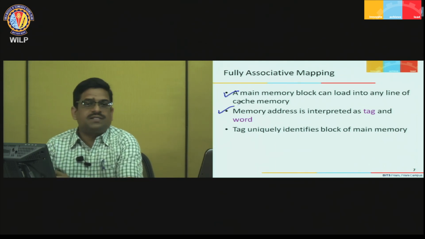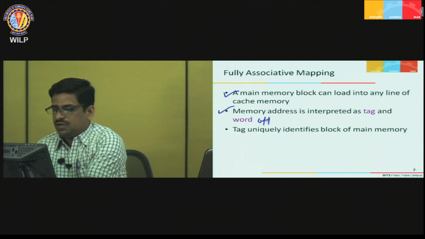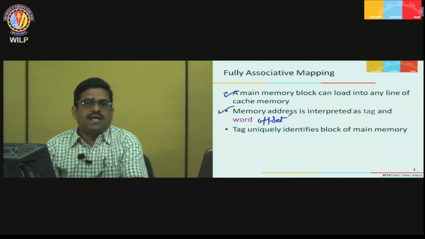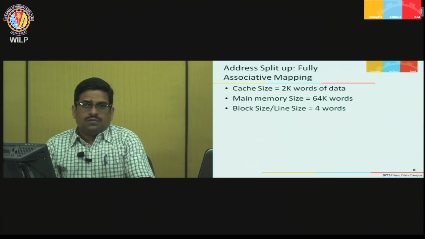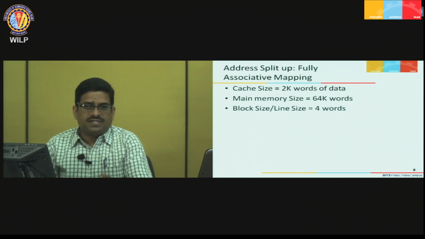The main memory address is now interpreted in two parts. One is the tag and one is the word offset. You can write word or word offset. And this tag uniquely identifies the block of the main memory. So, now let us look at how this fully associative mapping is done and how the address split-up will be. For that, let us take one example.